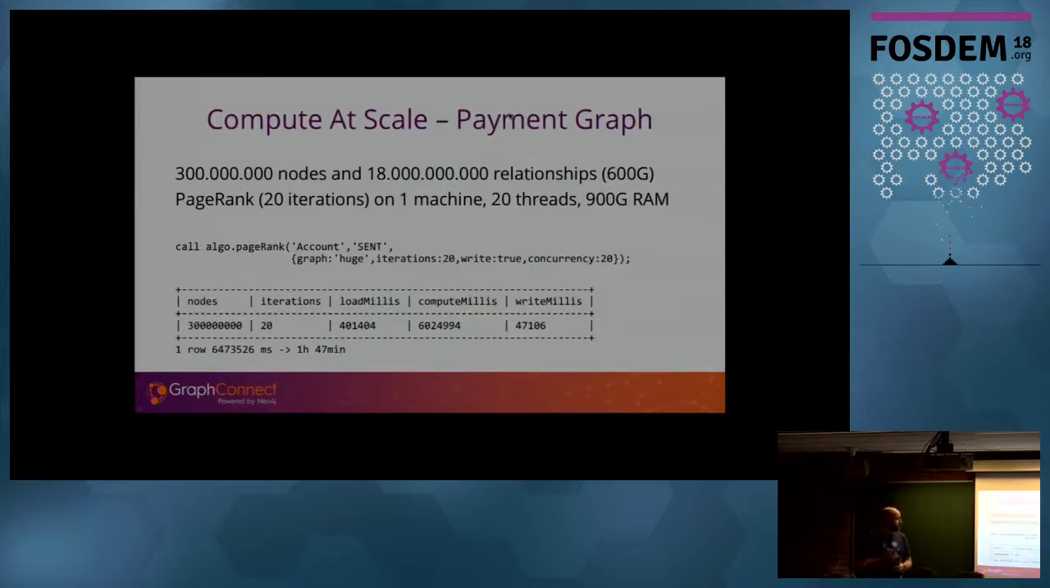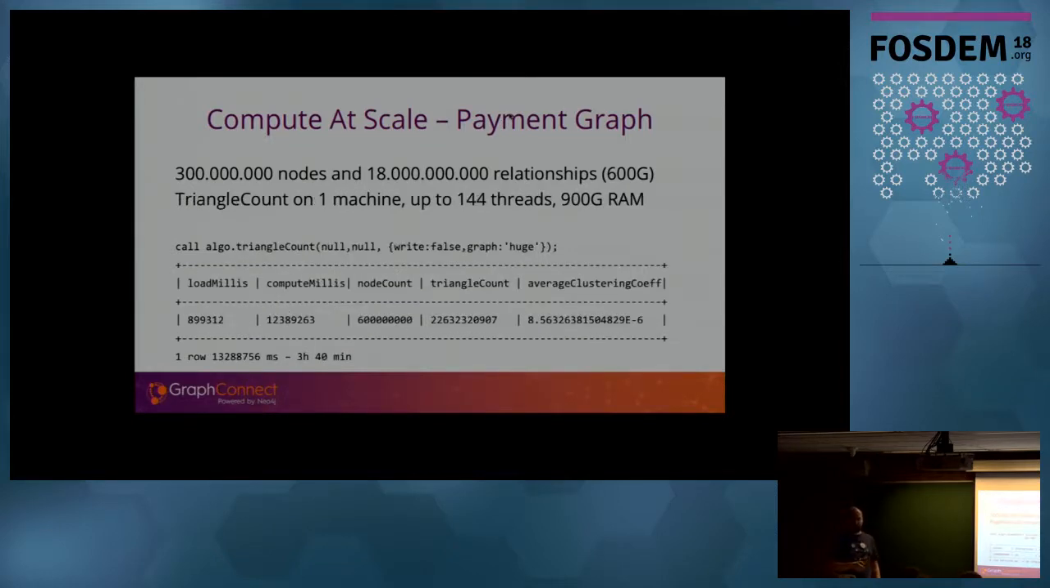Here's an example of a 300 million node and 18 billion relationship graph that has 600 gigs on disk, and PageRank with 20 iterations on one machine with 20 threads runs in 1 hour 47, which is pretty good. And triangle counting on the same 18 billion relationship graph runs in 3 hours 40 minutes, which is also quite nice. So I was quite happy about these results.